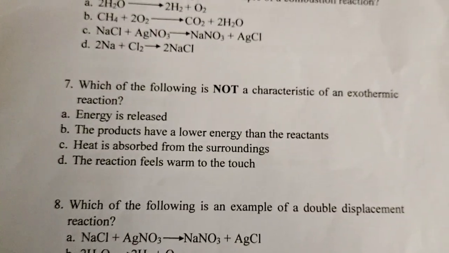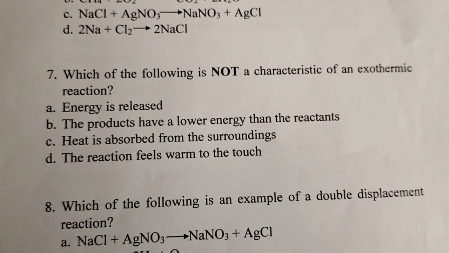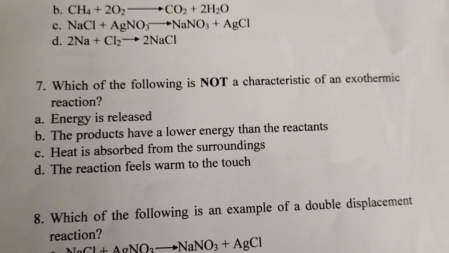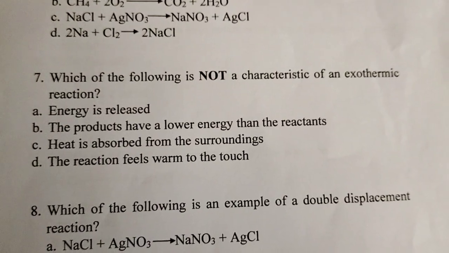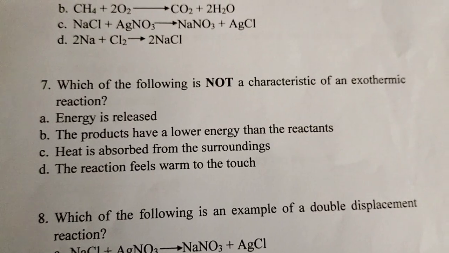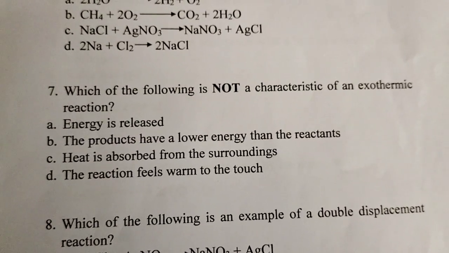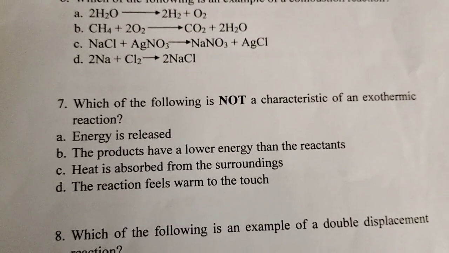Number 7. Which of the following is not a characteristic of an exothermic reaction? A. Energy is released. B. The products have a lower energy than the reactants. C. Heat is absorbed from the surroundings. And D. The reaction feels warm to touch. The answer is C. Heat is absorbed, because in exothermic reaction, heat is given out, not absorbed. So option C is the answer.